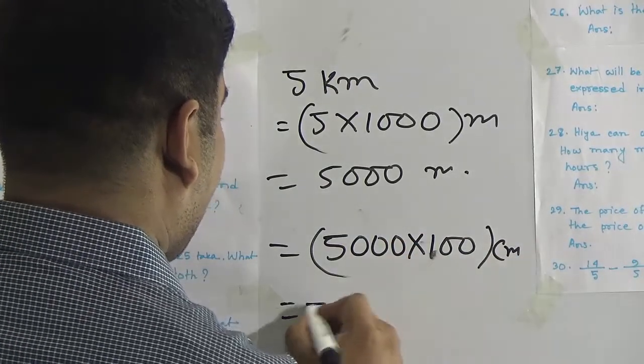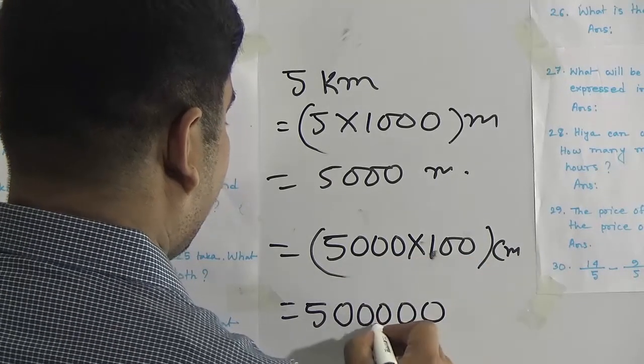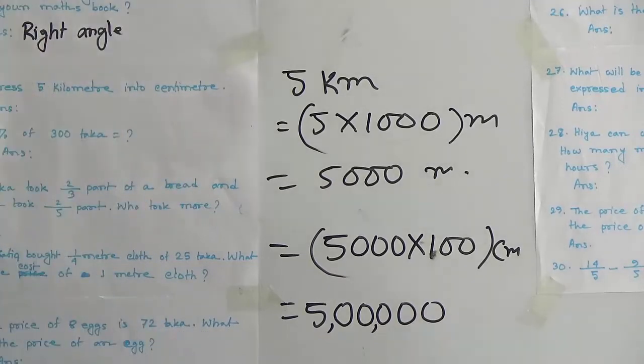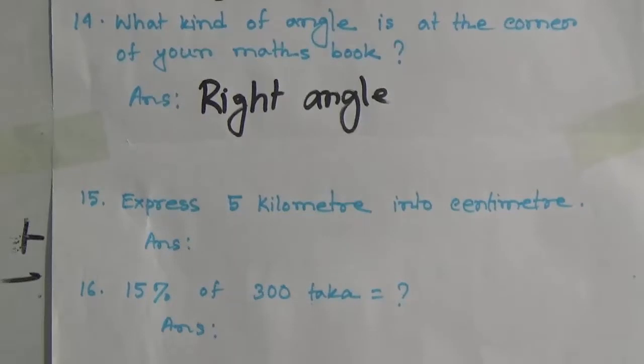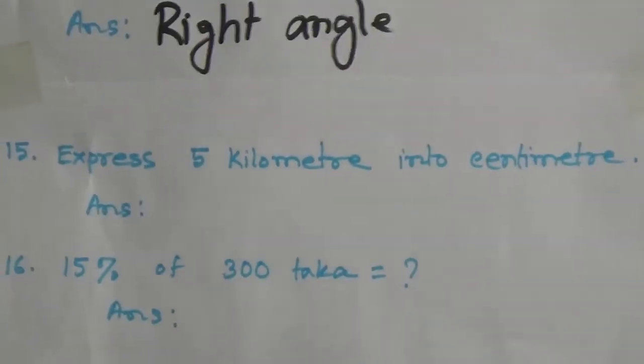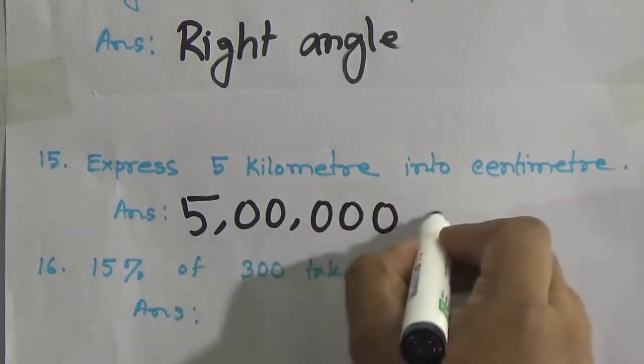So 5 ones are 5. There are 5 zeros left. 1, 2, 3, 4, 5. So 5 lakh centimeter. If we convert 5 kilometer into centimeter, then we get 5 lakh. Now write here 5 lakh cm.